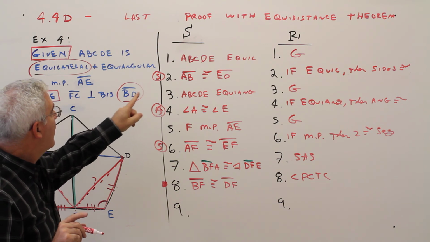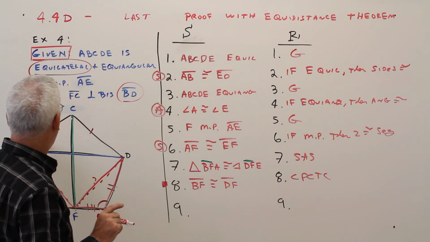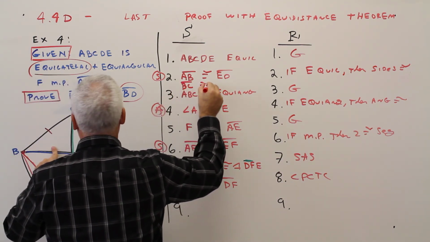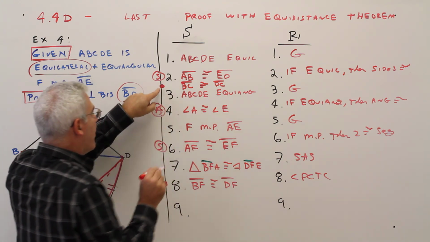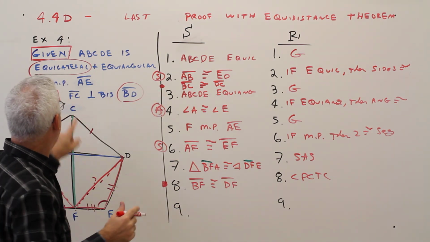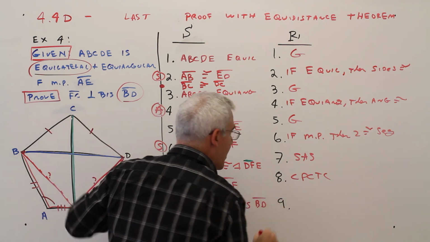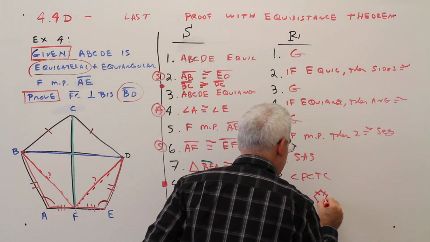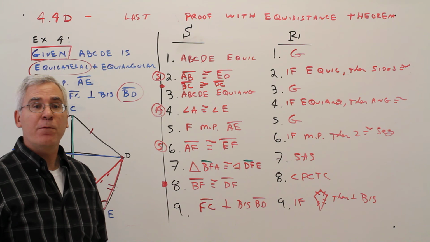I could have said AB is congruent to ED if equilateral, inside is congruent. I could have also at the same time done BC to CD, so I think I'll stick that one up there. So BC is congruent to DC, the same reasoning, and I'm going to take credit for that equidistant point. Now I've got that equidistant point, that equidistant point. Now I can say FC is the perpendicular bisector of BD. If kite thing, then perpendicular bisector thing. Whew. So there you have it, the last proof on the equidistant theorem.